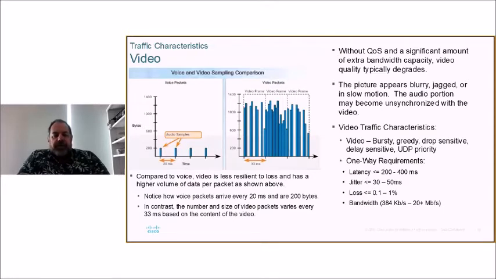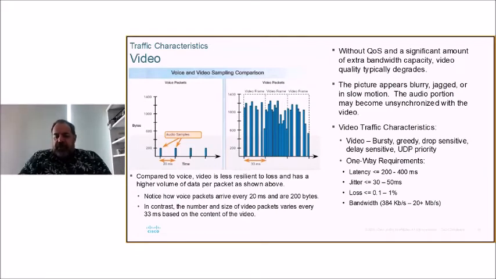For video, without QoS and a significant amount of extra bandwidth capacity, video quality typically degrades. The picture appears blurry, jagged, or in slow motion. The audio portion may become unsynchronized with the video. So the video traffic characteristics are: video is bursty, greedy, and drop sensitive. It's delay sensitive, and it is UDP priority.